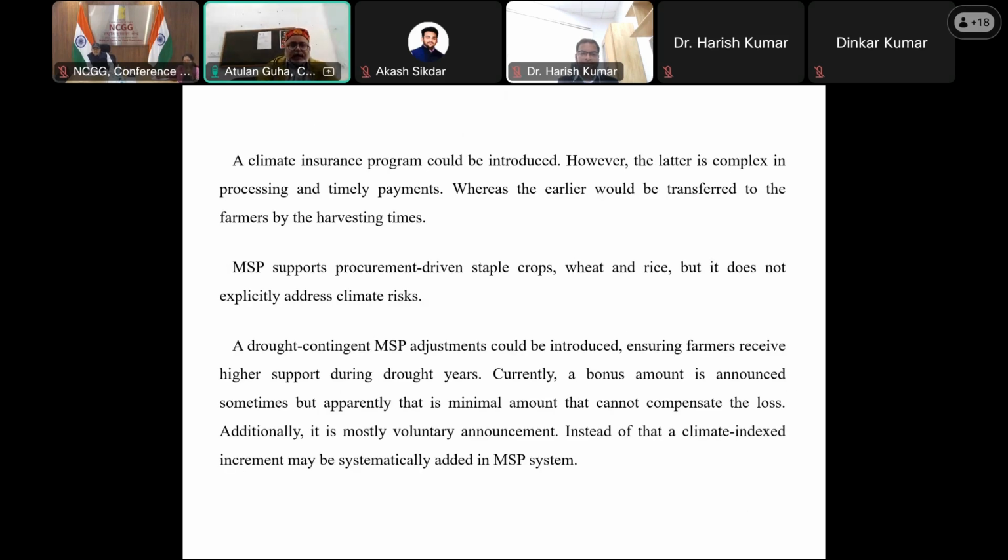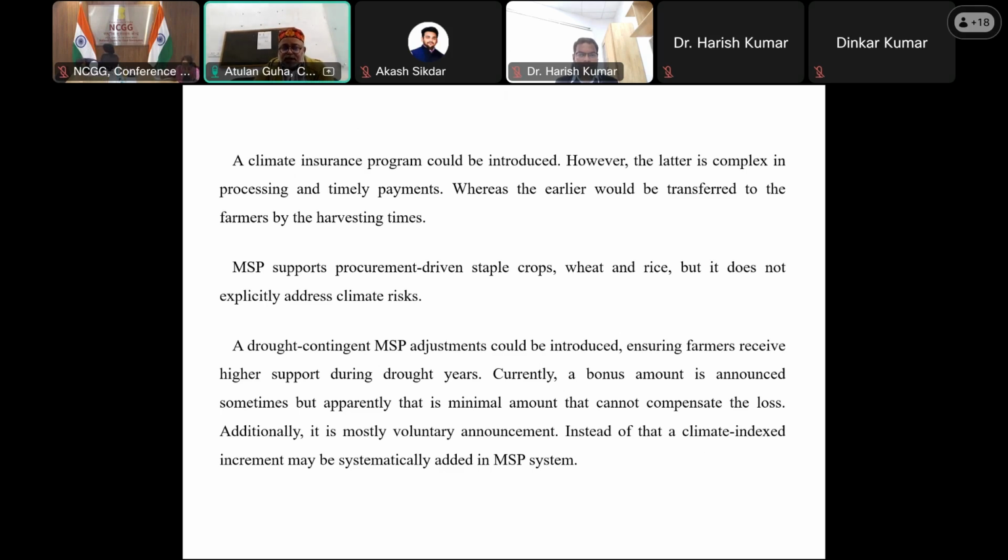And for the farmers' returns, a climate insurance program could be introduced. However, the latter is complex in processing and timely payment. It needs to be worked out in detail. Currently, whatever crop insurance is there, I think that is for crop failure, but not really a climate insurance program.